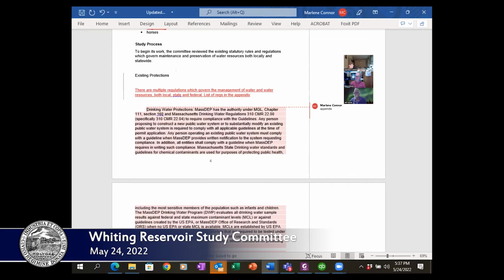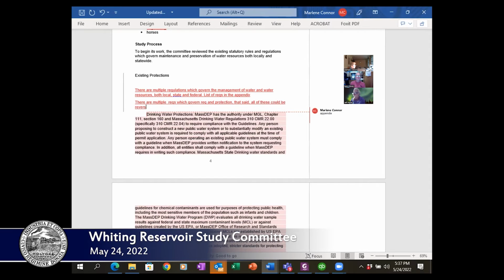Well, I would say there are multiple regulations governing the management and protection of water and water resources at the local, state, and federal levels, but that said, all of them can be reversed through legislative action of one type or another.